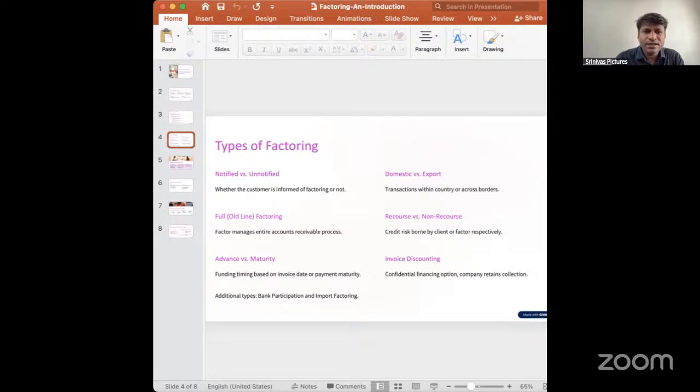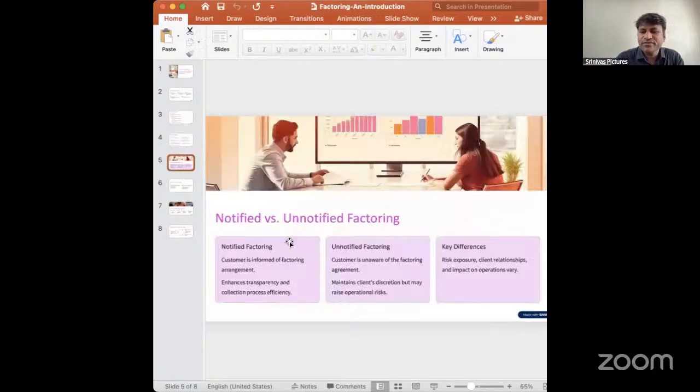Import factoring and bank participation factoring. So these are the various types of factoring, and in detail I mention notified and unnotified factoring. Notified factoring means the customer is informed of the factoring arrangement, enhancing transparency and collection process efficiency. Unnotified means the customer is unaware of the factoring agreement. It maintains client discretion but may raise operational risk. The key difference is the risk to the client relationship and its impact.